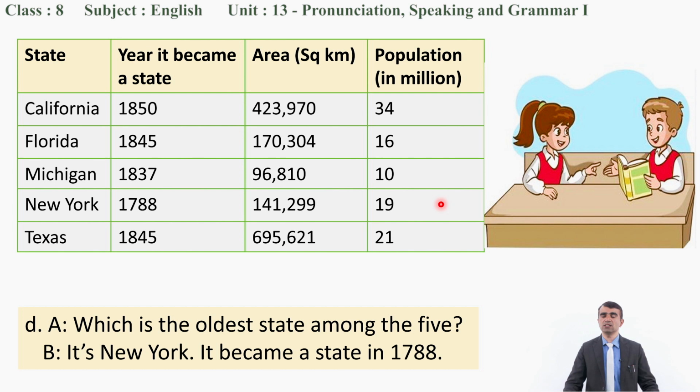Similarly, which state has the highest population? Or the lowest population. Similarly, widest area or biggest area, smallest area. You can ask questions related to them. So many questions you can form out of these tables and ask others.